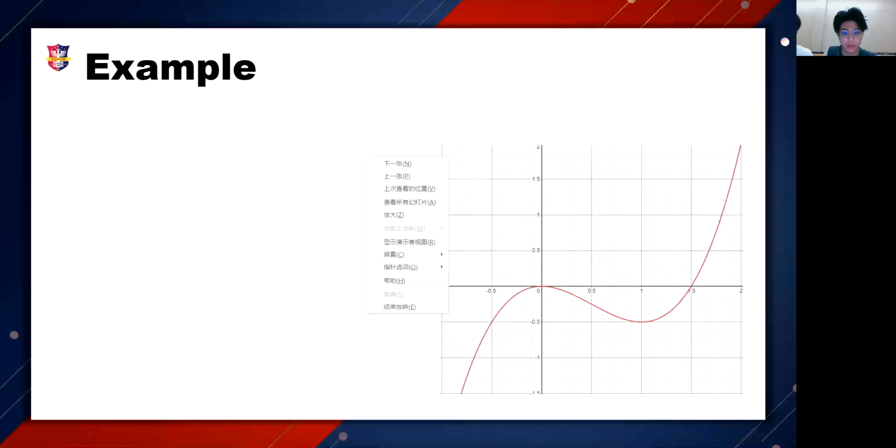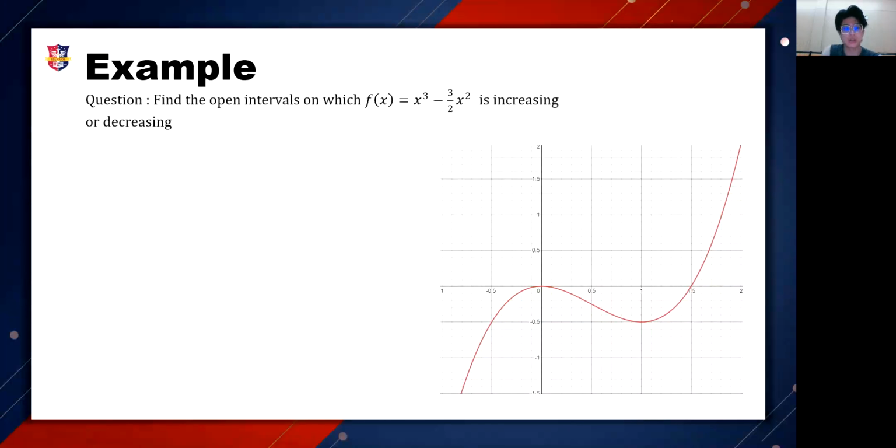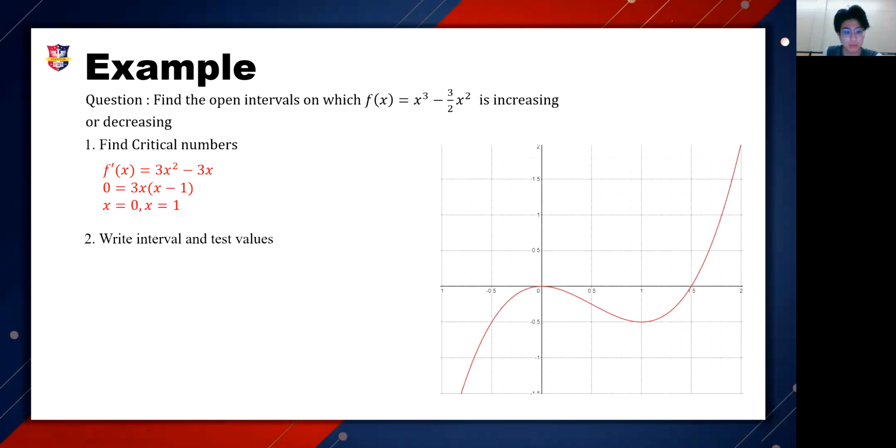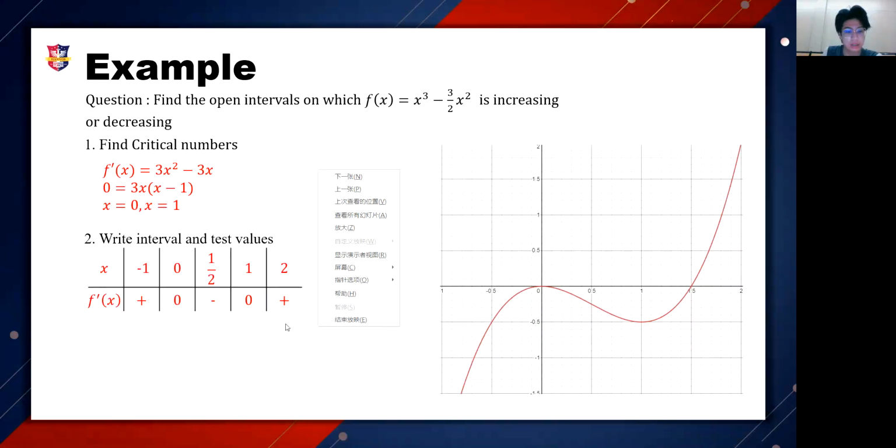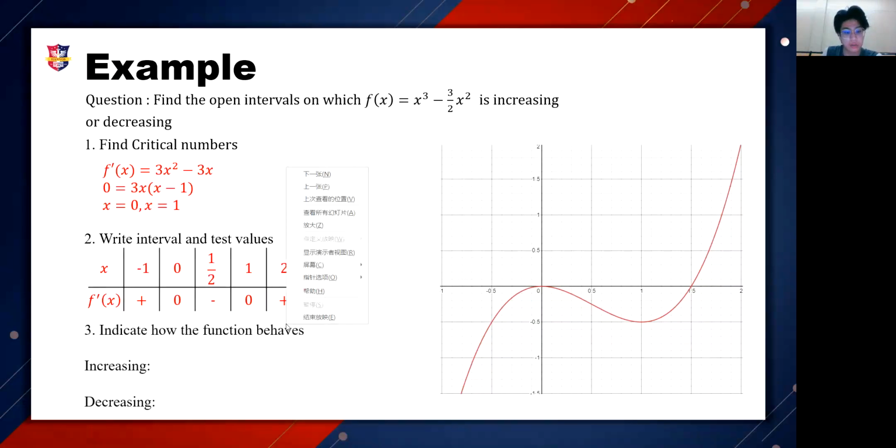Okay, so here's the first example. The question: find the open intervals on which f(x) = x^3 - (3/2)x^2 is increasing or decreasing. The first step is to find the critical numbers. Then we get that the critical numbers are x = 0 and x = 1. Then write the intervals and test values. We just plug in those values.